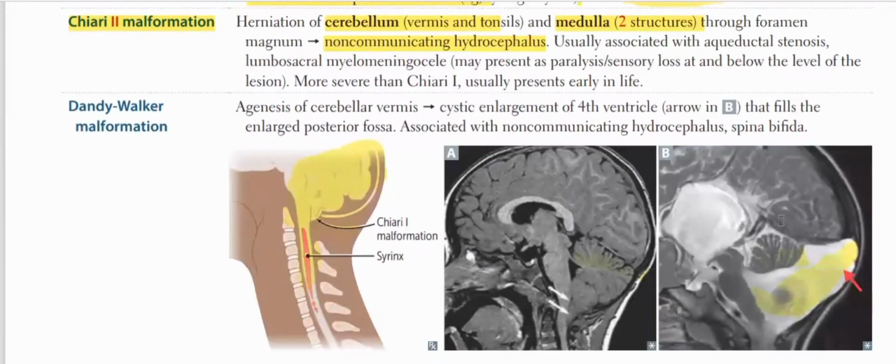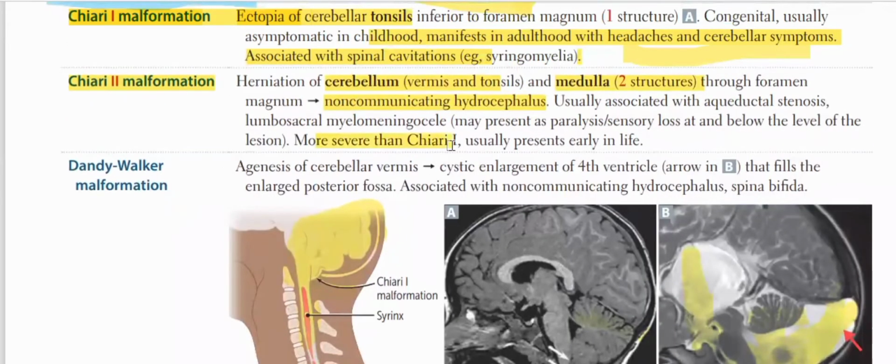If there is a non-communicating hydrocephalus, there is an increase in the CSF in the non-communicating area, and it is a more severe form than Chiari 1.